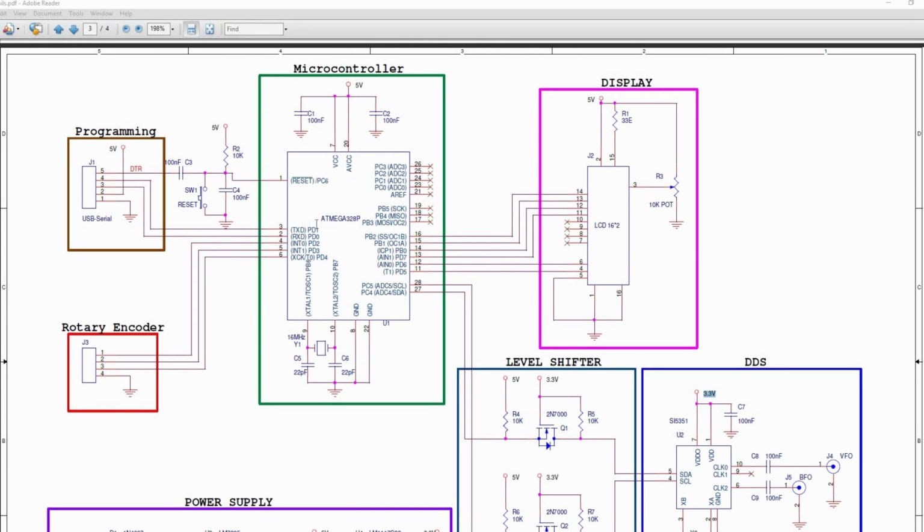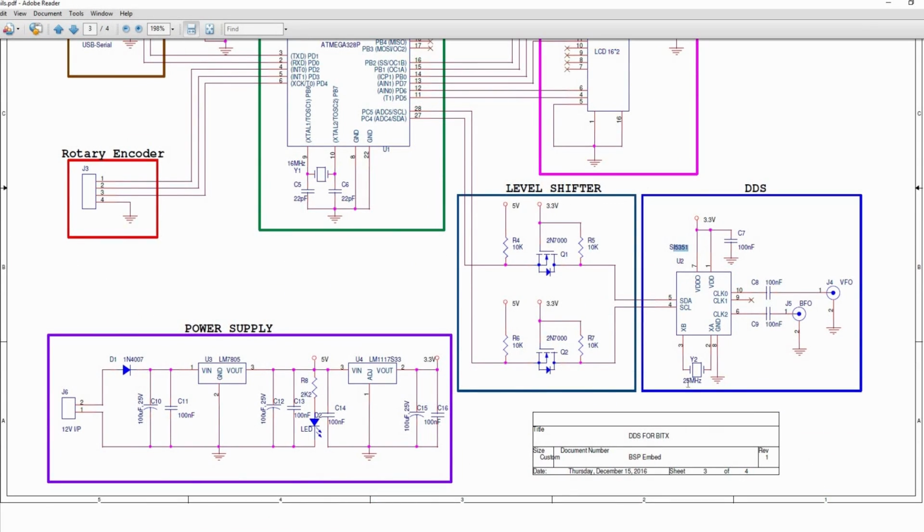Let us see the circuit diagram. It consists of ATmega328 with Arduino bootloader running at 16 MHz clock. It operates at 5 volts. It can be programmed through serial port. Rotary encoder is connected to interrupt pins. A 16x2 LCD is configured in 4-bit mode and connected to Arduino GPIO pins.